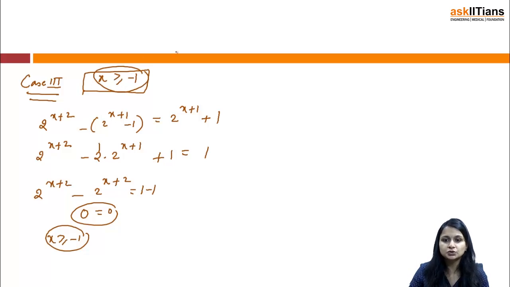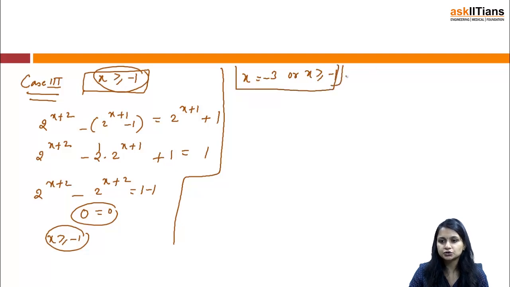So I got two solutions because my final answer would be the union of these three. So x equal to minus 3 is one solution, or x is always greater than or equal to minus 1. This will be my complete solution. So this is how we should handle modulus complex inequalities.